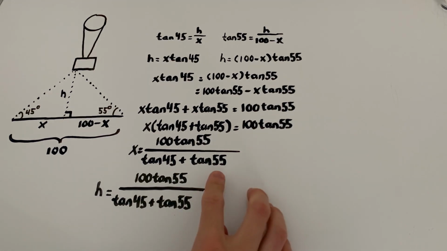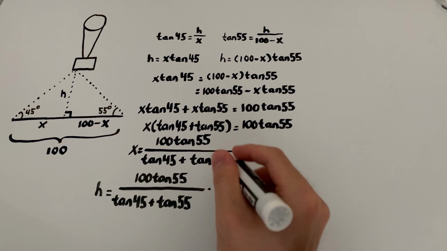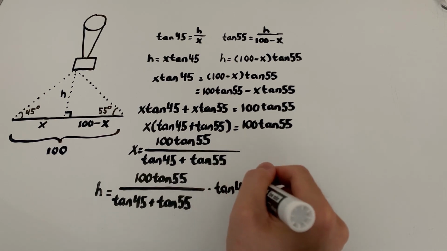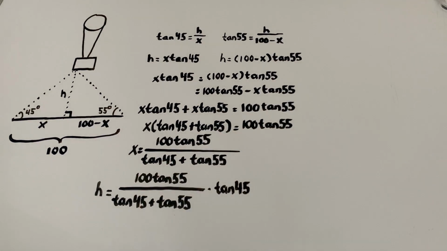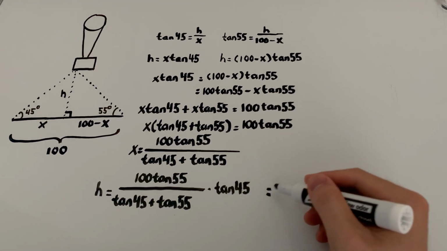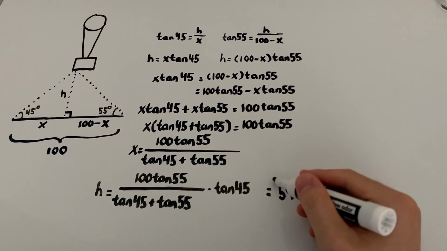Sorry, actually, that looks like an x. You're right, that's the thing. Multiplication. Okay, I'm just going to put a dot instead. Okay, times tan 45. Punch that in the calculator and you'll get a height of 59 meters.